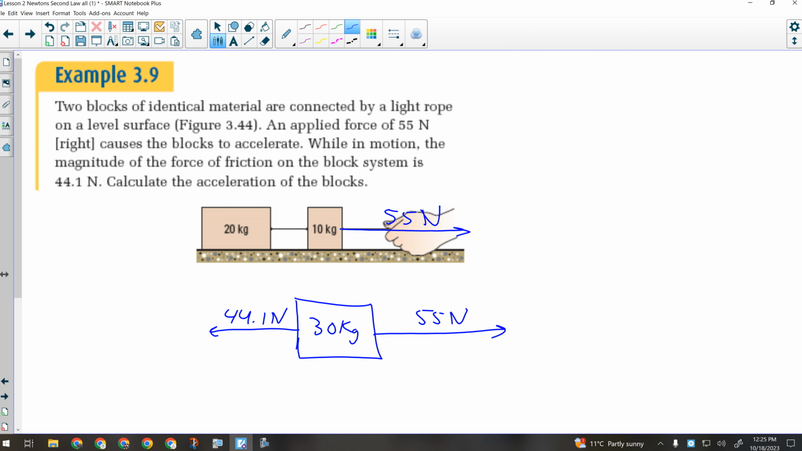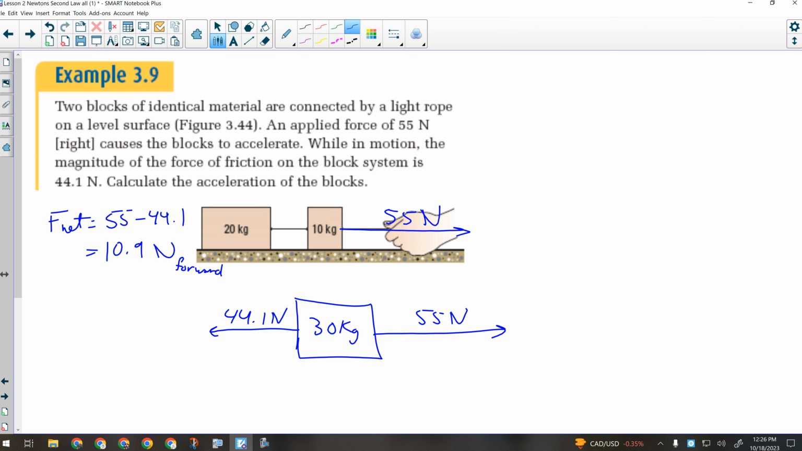So, can I calculate the net force? I sure can. I've got 55 forward, 44.1. It's level, so gravity and normal force cancel each other out. So I'm looking at 10.9 newtons as a net force. F net is 55 minus 44.1. Pretty sure that's 10.9. Let's double check. My math hasn't been good today. Okay, so 10.9 newtons forward.